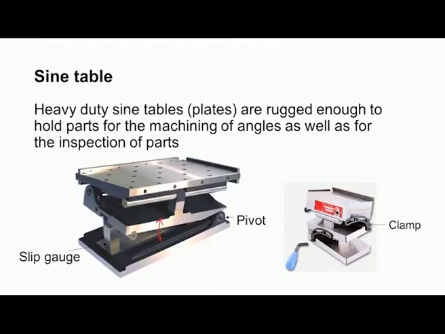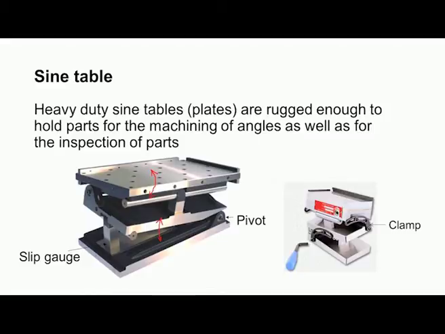And there is another, this is basically a compound sine table. So, this table can be tilted like this. There is another table mounted over this table, which can be tilted in this fashion. So, in two planes we can tilt these two plates. Again you can see the pivot here, and there is a roller fixed to the bottom surface of this top plate. So, here we have to keep the slip gauge for adjusting the required angle.